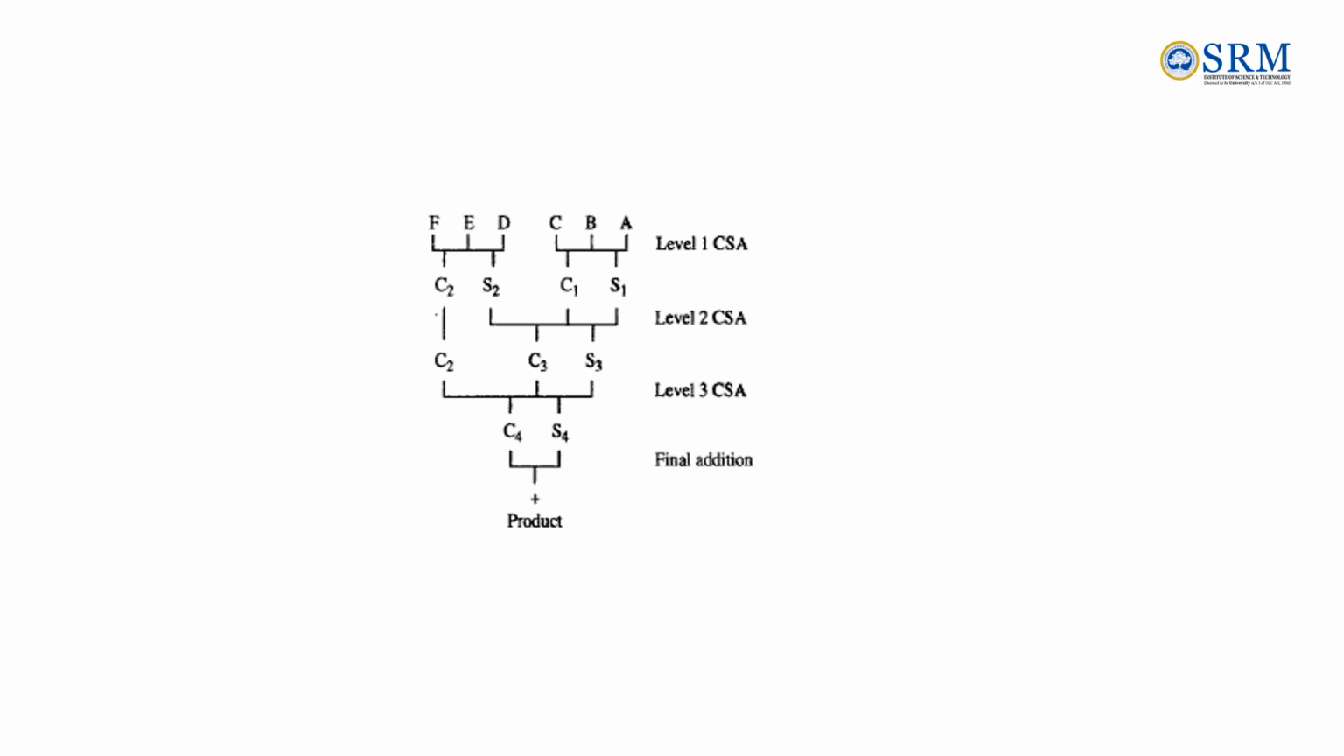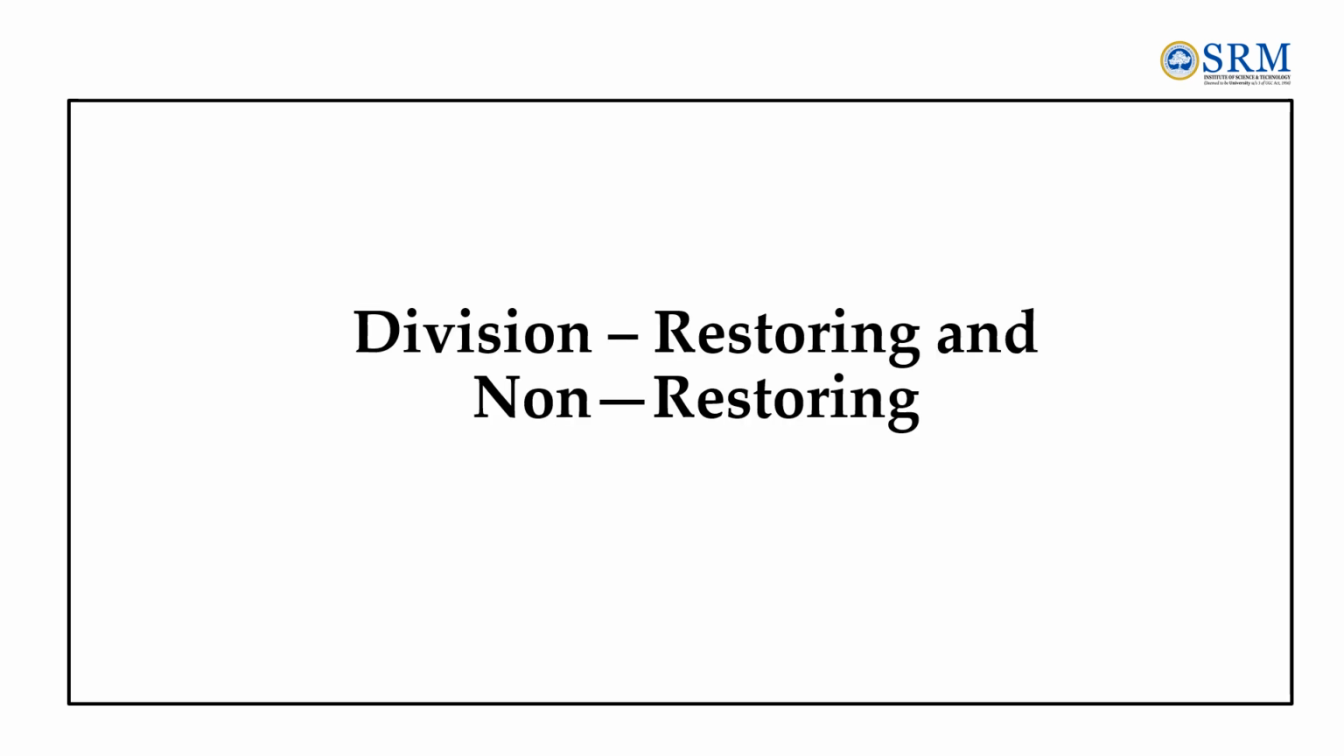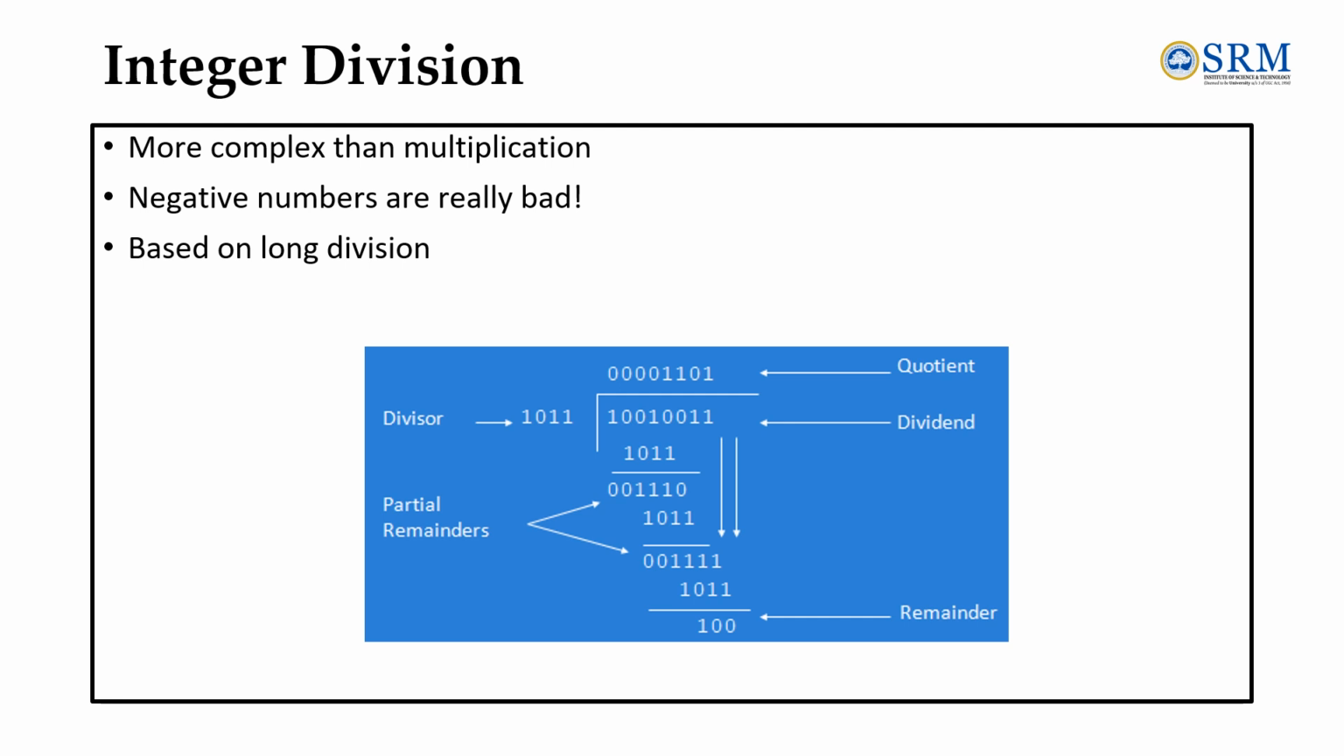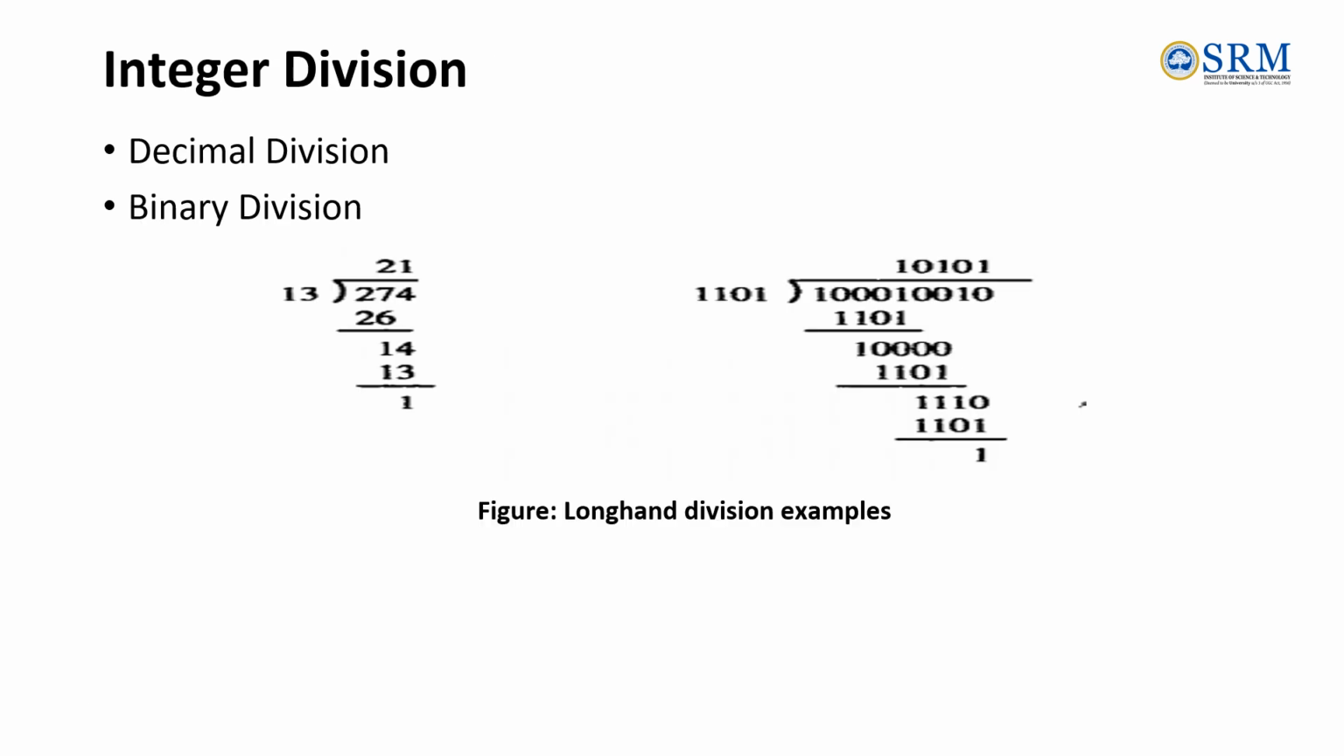Next we'll get into division. Here you have two methods, restoring and non-restoring division. So the first is restoring division.